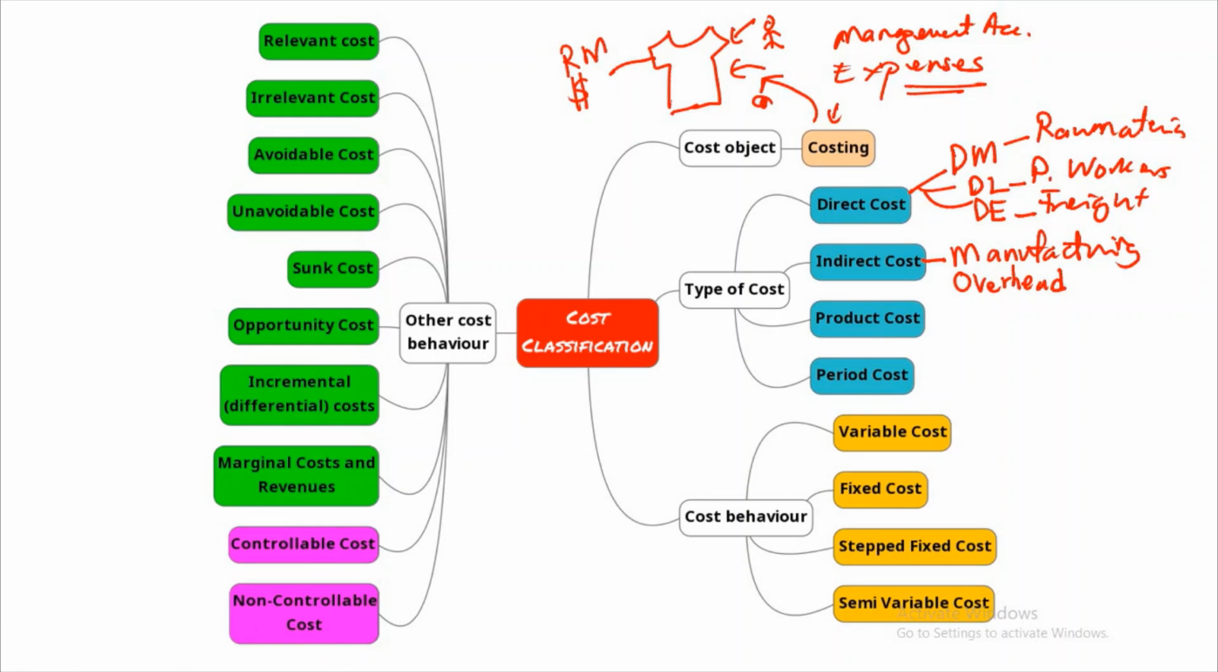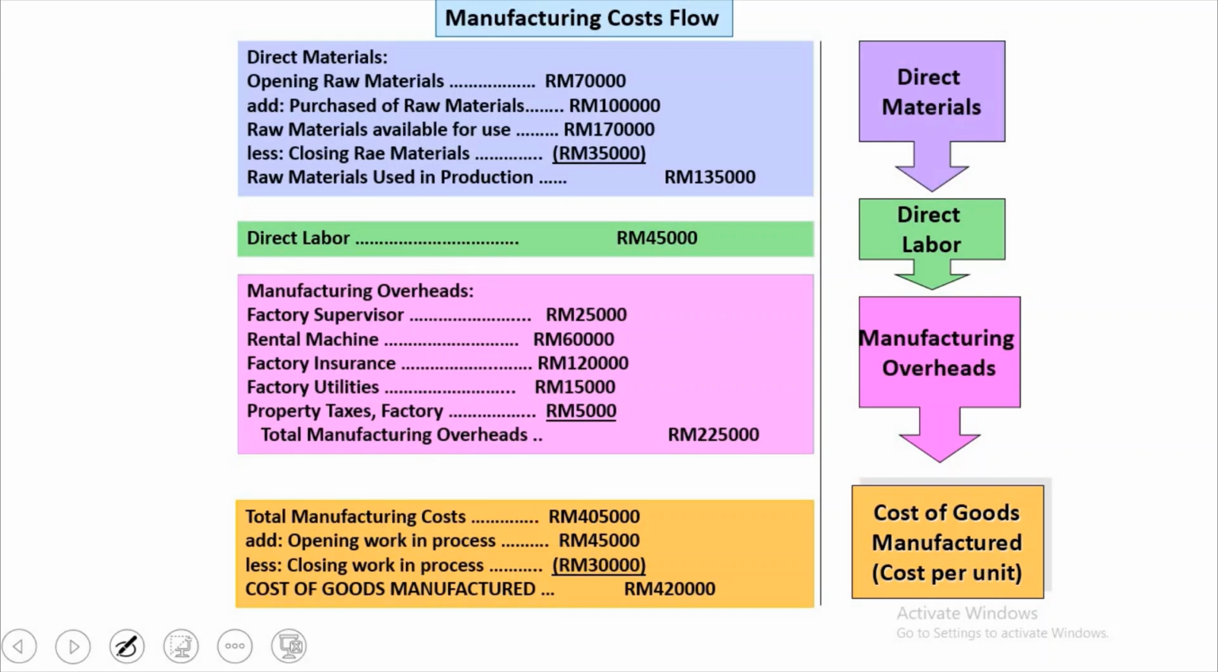So under product cost, you know that it is the combination of direct plus indirect. And then period cost is anything other than the product cost. Over here we'll be looking at the manufacturing cost flows. You can see there is direct material, direct labor and manufacturing overhead, and then two more new items, which are the opening work in process and the closing work in process. This schedule will be prepared for us to see the cost of goods manufactured.